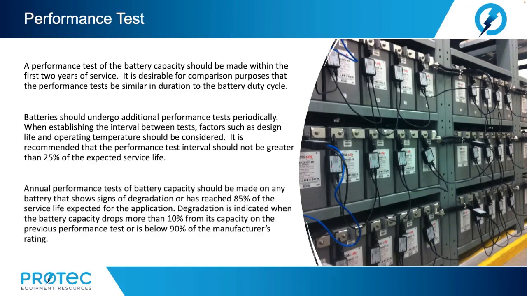Annual performance tests of battery capacity should be made on any battery that shows signs of degradation or has reached 85% of the service life expected for the application. Degradation is indicated when the battery capacity drops more than 10% from its capacity on the previous performance test or is below 90% of the manufacturer's rating.